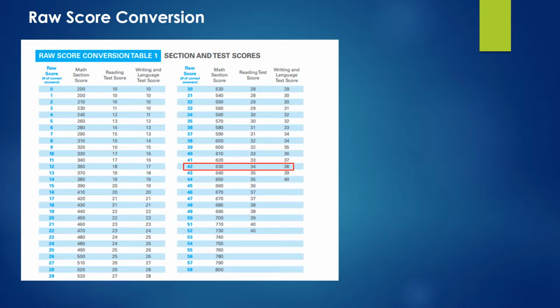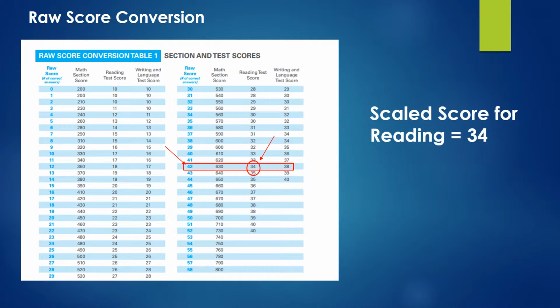Once we get the raw score, we will look at our raw score conversion table down the column labeled raw score until we find that number. In our previous example, we identified a raw score of 42 for the reading section. Now we will look in the row until we find the number in the reading column. This is the scaled reading score. In our example, we see a score of 34.